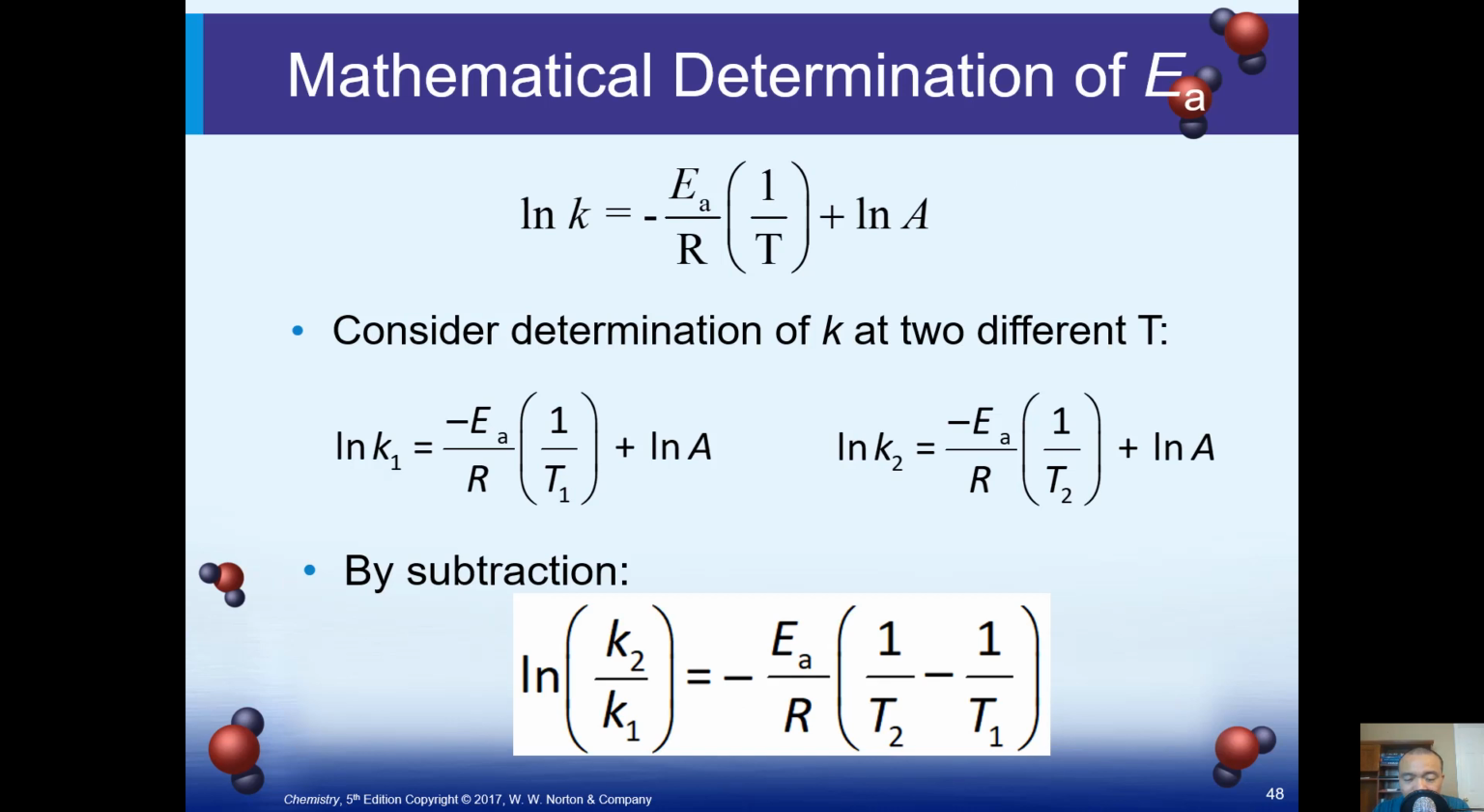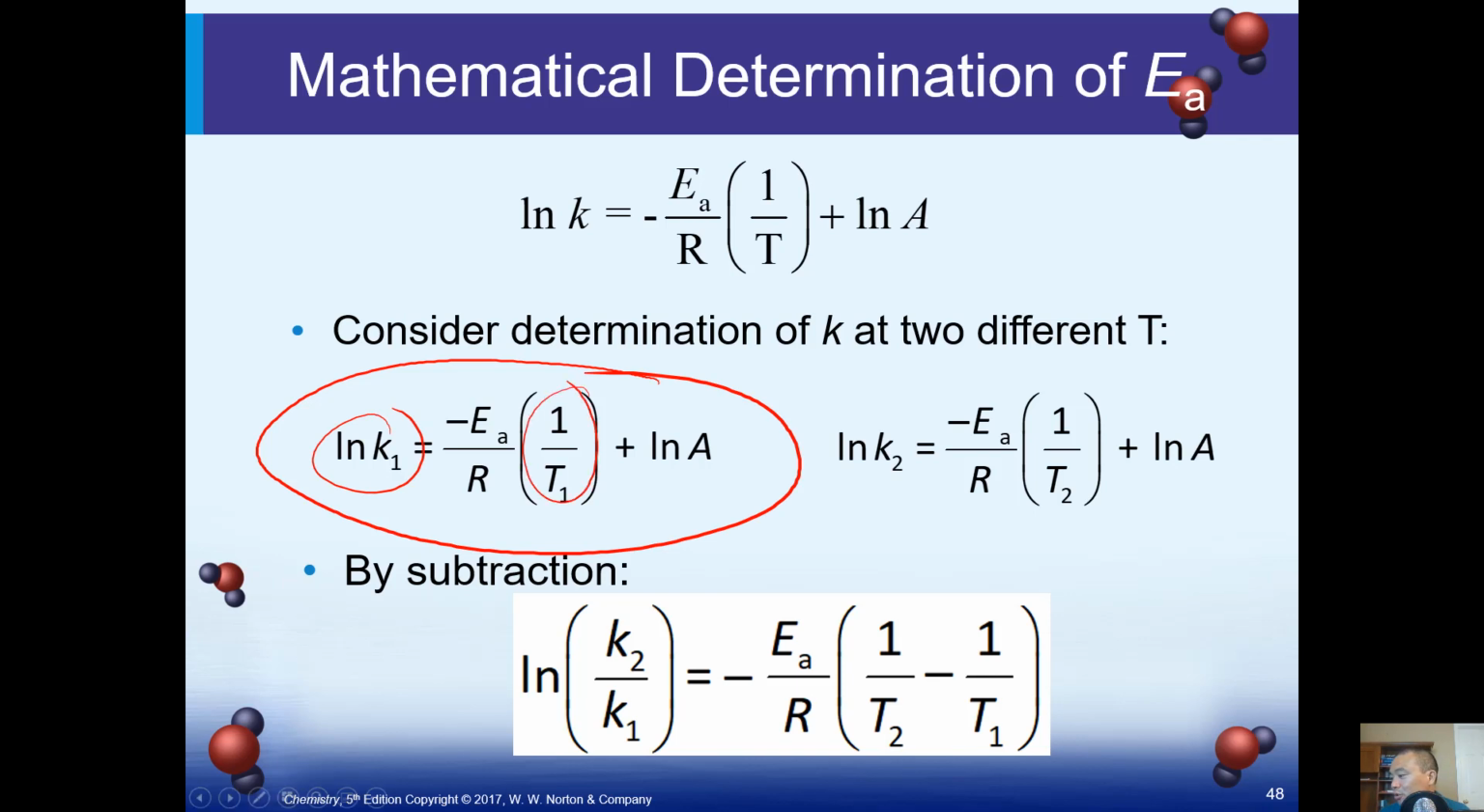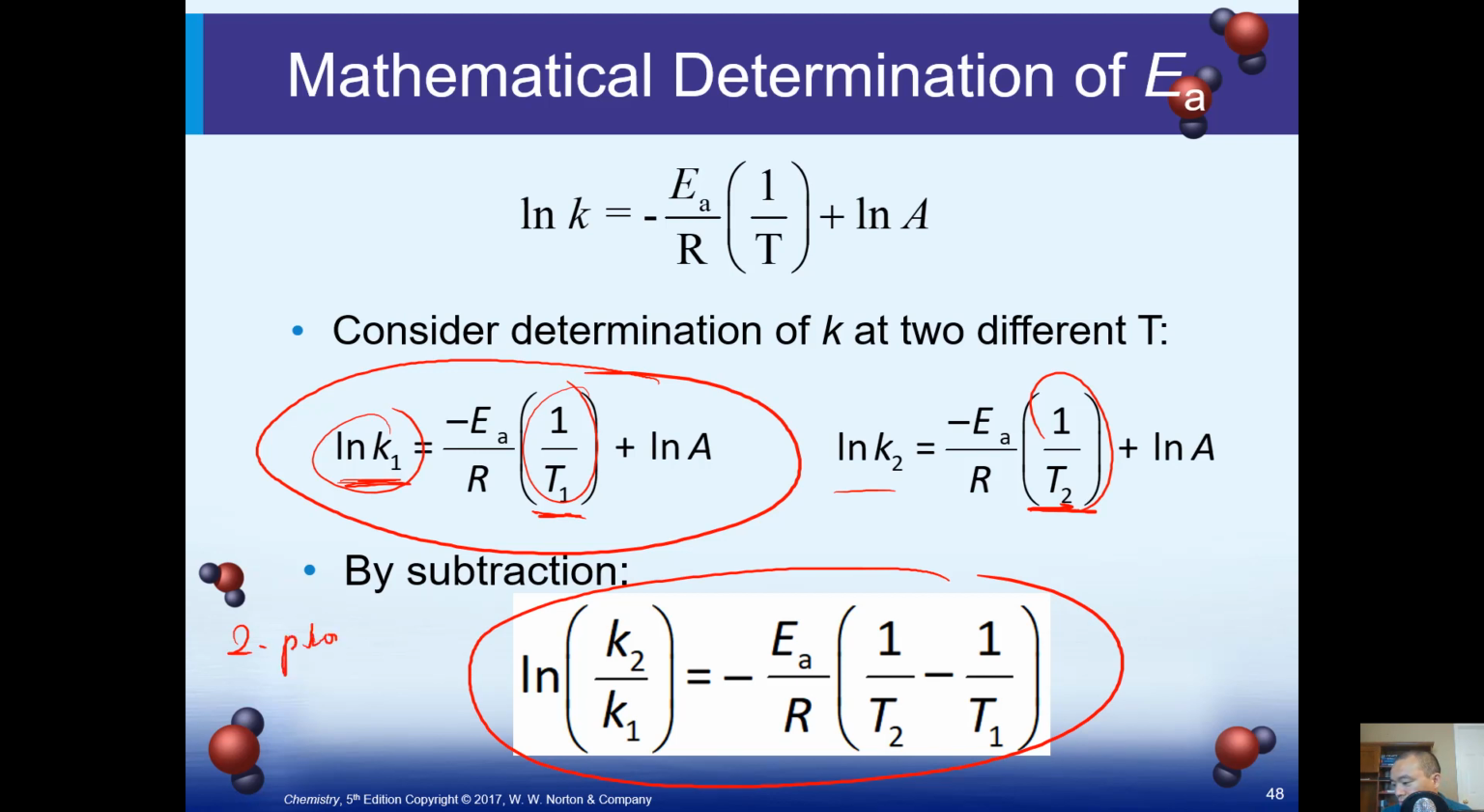We previously briefly talked about the two-point form. The two-point form comes from the log form, or linear form, under two different conditions: temperature 1 and k relationship, temperature 2 and k relationship. You subtract these two equations, and you will come up with the so-called two-point form of the Arrhenius equation. We have one more example on the problem set.